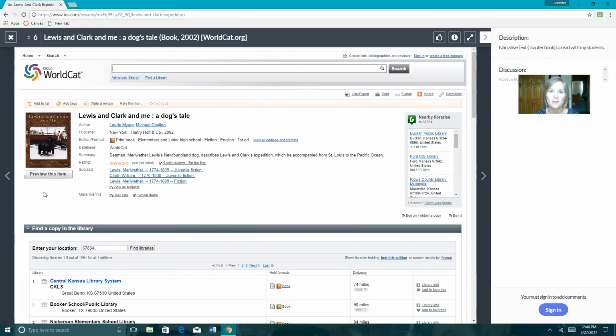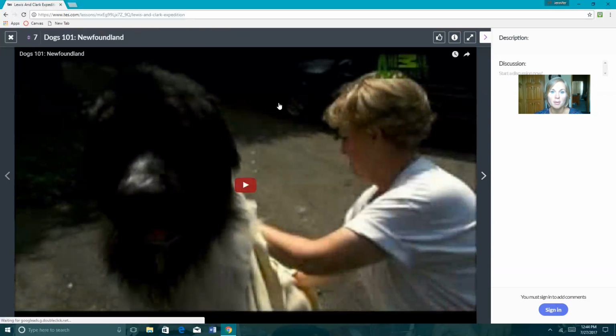And it's actually a fiction story that is in our phase. It is a chapter book, but our basic series just uses parts of it. So we're going to use this story, Lewis and Clark and Me and Dog's Tale. The story is told from the perspective of the dog that was Lewis and Clark's dog on their expedition. And so I thought it would be kind of neat for the kids to learn a little bit more about this particular breed of dog, which is a Newfoundland dog.